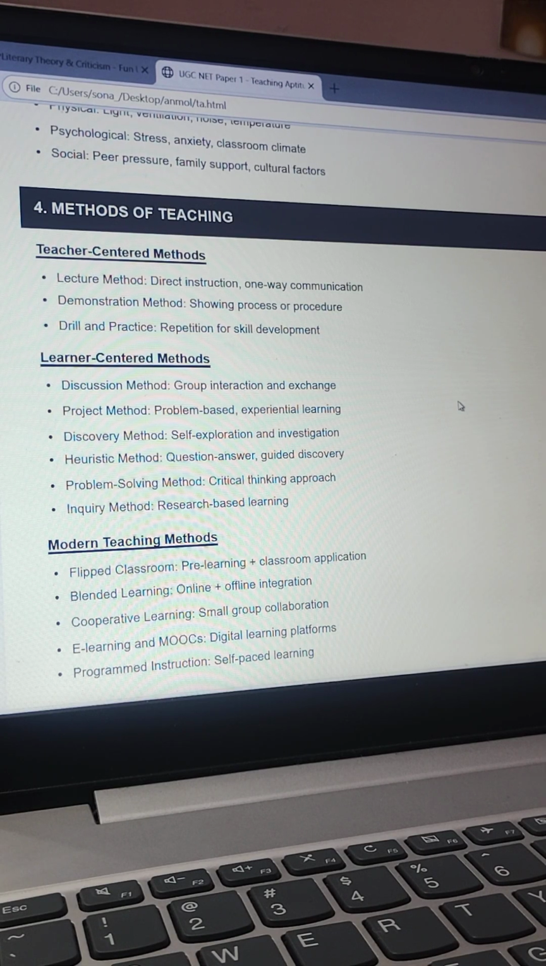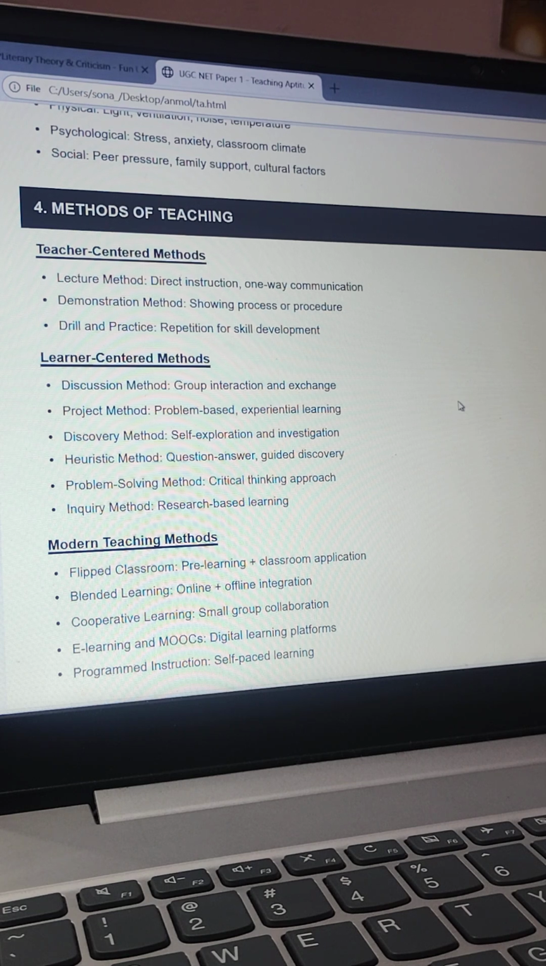So we have methods of teaching. In this, we have teacher-centered methods like the lecture method, demonstration method, and drill and practice method. We know the lecture method has direct instruction and one-way communication, the chalk and duster method and all of that. In the demonstration method, we show a process or procedure, like doing an experiment. In drill and practice, we have repetition for skill development.